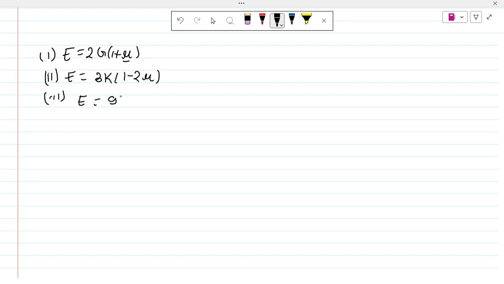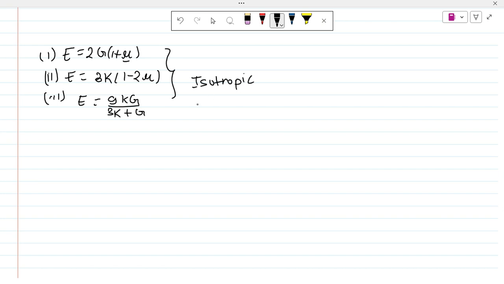Let us talk about the relation between them. E, Young's modulus, equals 2 times modulus of rigidity times 1 plus mu, where mu is the Poisson's ratio that I talked about in the video on strain. E is also equal to 3K times 1 minus 2 mu, and E equals 9KG upon 3K plus G. These are all true for isotropic material.